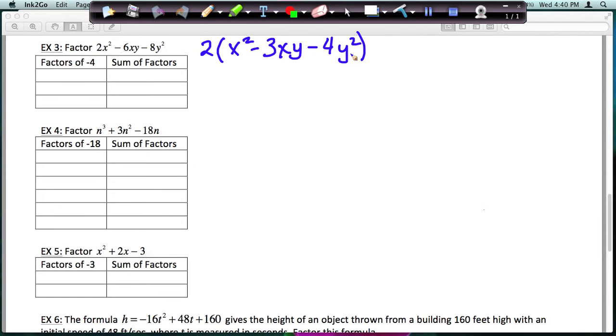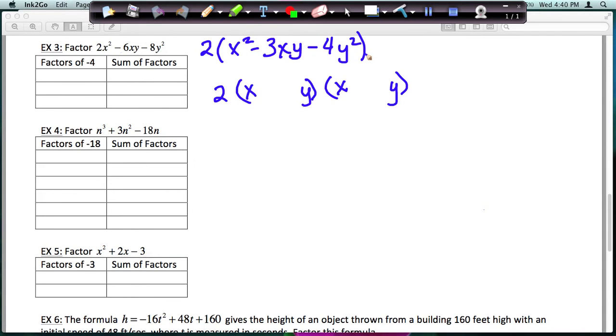Okay, so notice there's a y squared in here. So the only difference is going to be when I draw my two sets of parentheses. Make sure your 2 is out in front. My first terms for x squared, I'm going to have x and x. And then the only difference with this y squared means I'm going to have not only my number, but I have to have a y here. So I have a y times y will give me that y squared in my last term.